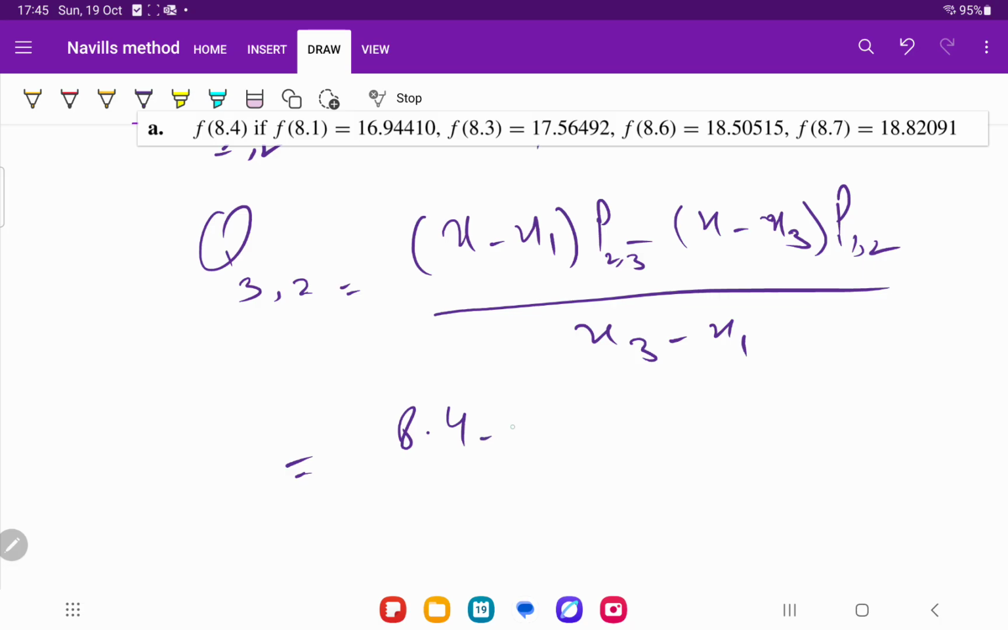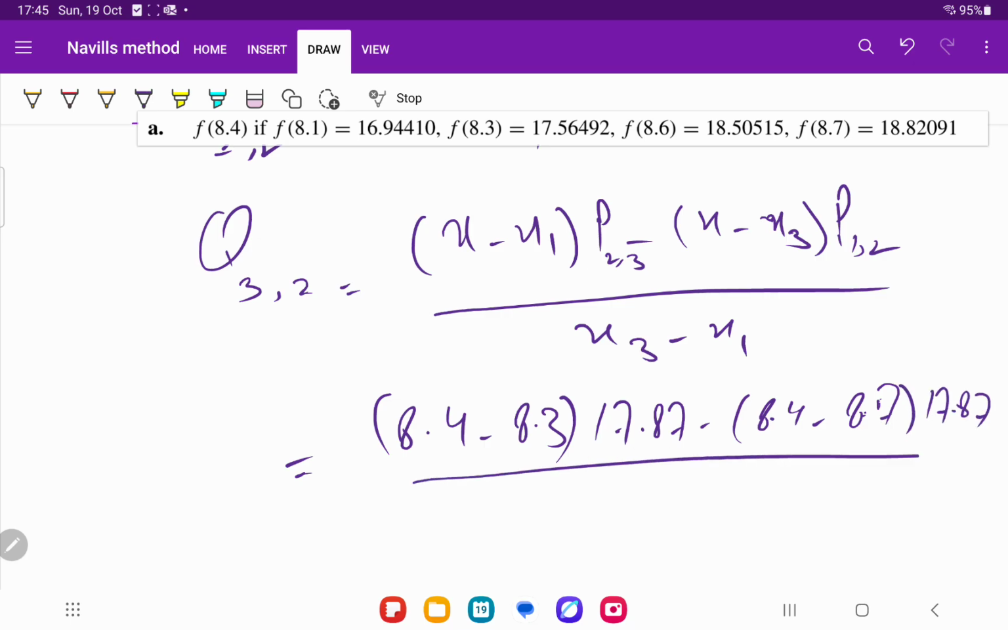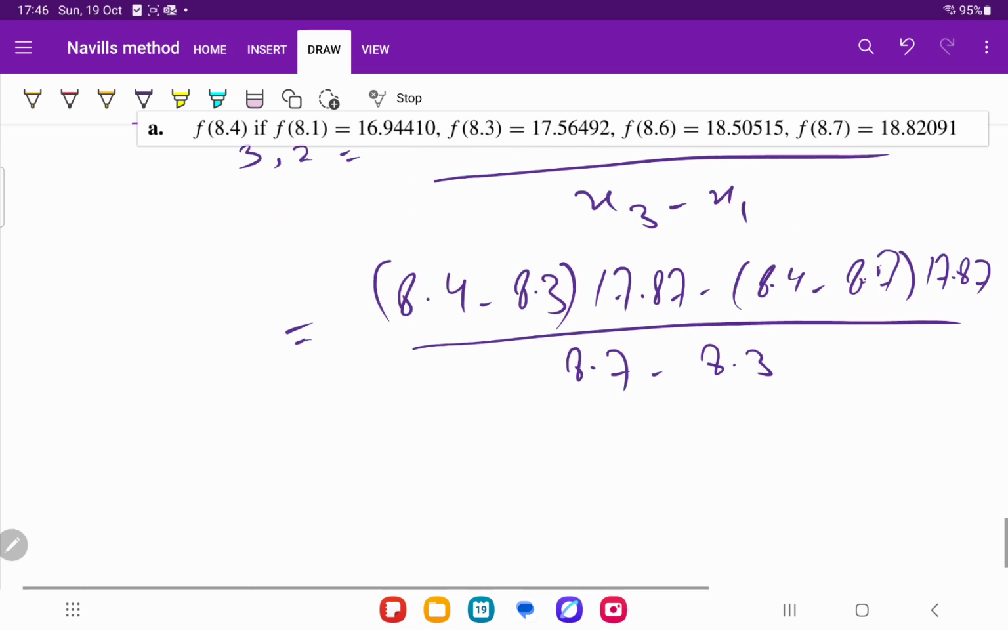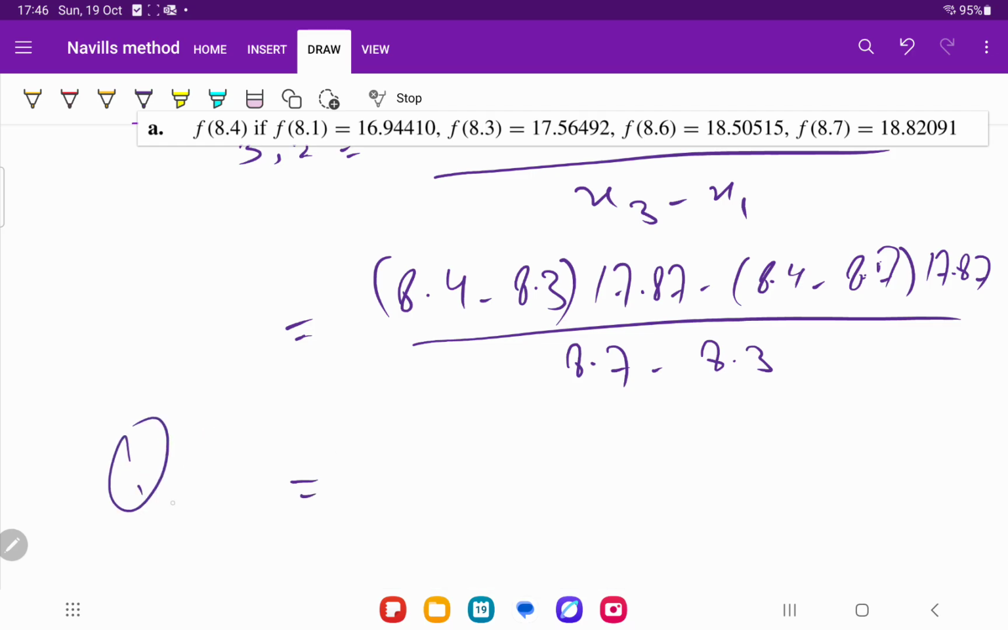X is 8.4 minus x1, 8.3 multiplied by P23 is 17.87 minus 8.4 minus x3 is 8.7 into 17.87 divided by 8.7 minus 8.3. So what is Q? The same. No problem. 17.87.